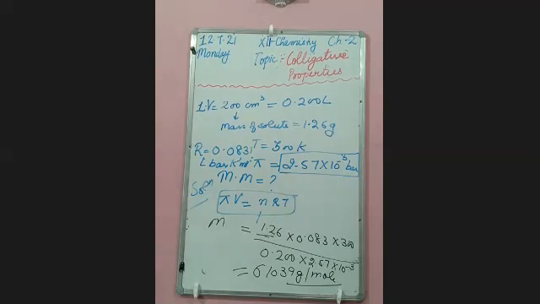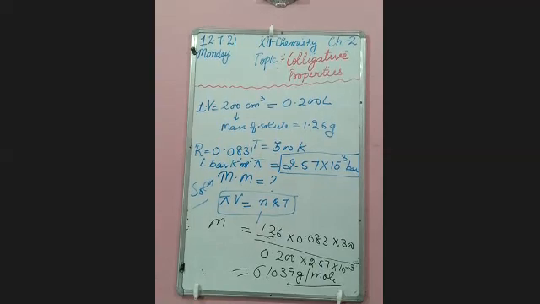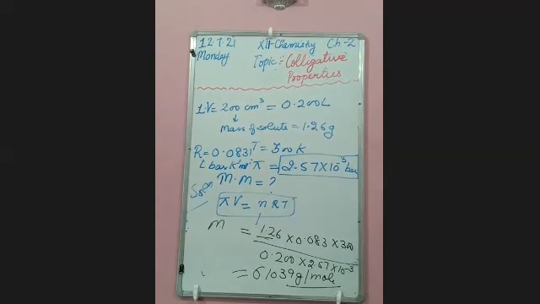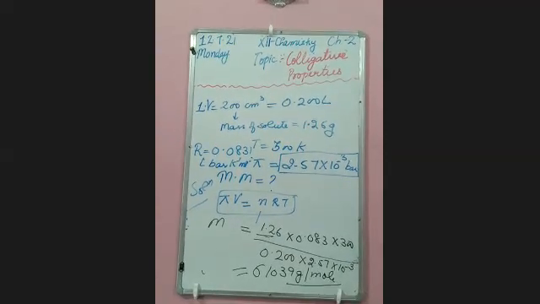So relative lowering of vapor pressure is directly proportional to the mole fraction of solute, so it is a colligative property. And osmotic pressure is also a colligative property because pi is equal to CRT, which means it also depends upon the number of moles of the solute.